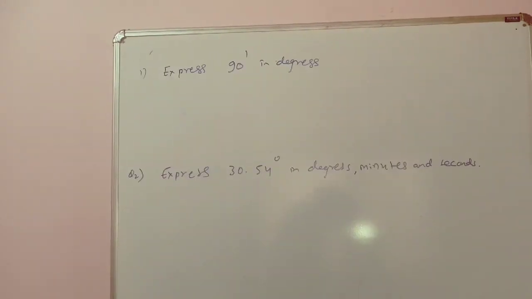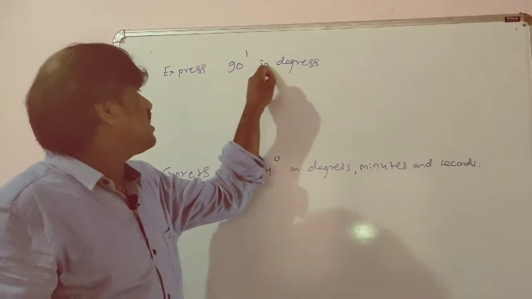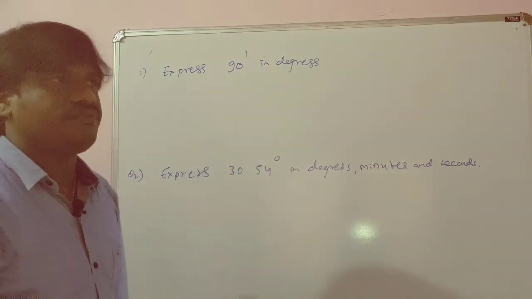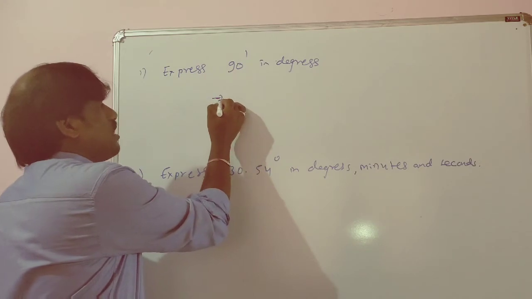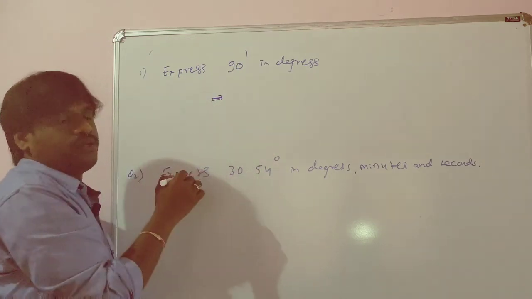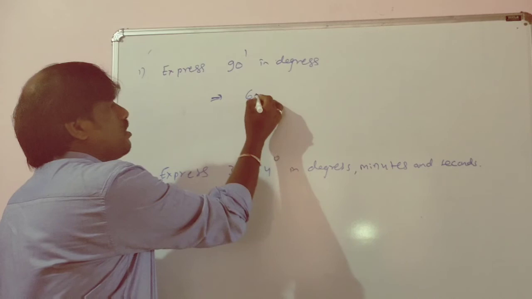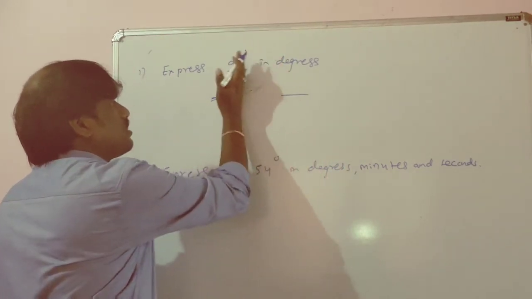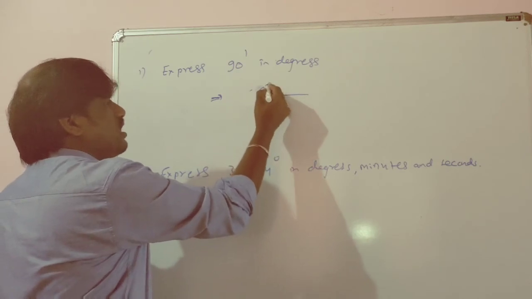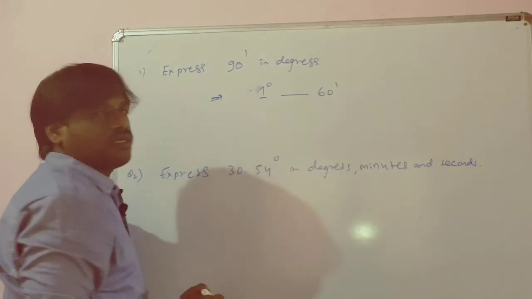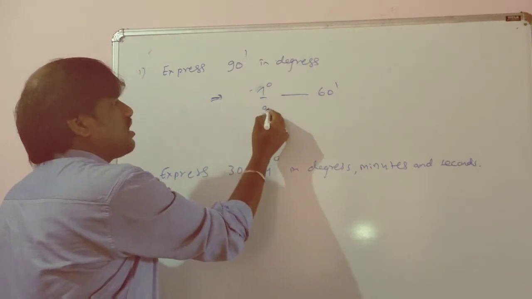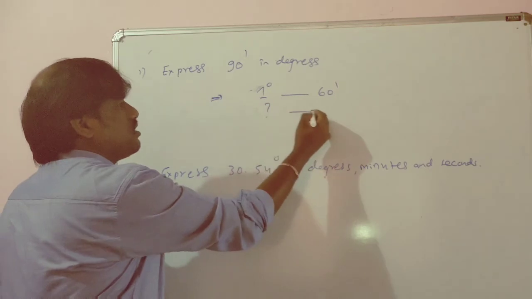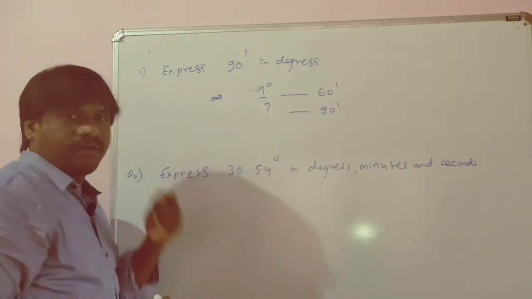See here, now we have to express 90 seconds in degrees. 90 seconds is equal to how many degrees? That you have to express. As you know, what I told you, 1 degree is equal to 60 minutes, right? Then 90 minutes, so how many degrees is equal to 90 minutes? That's what we have, correct?